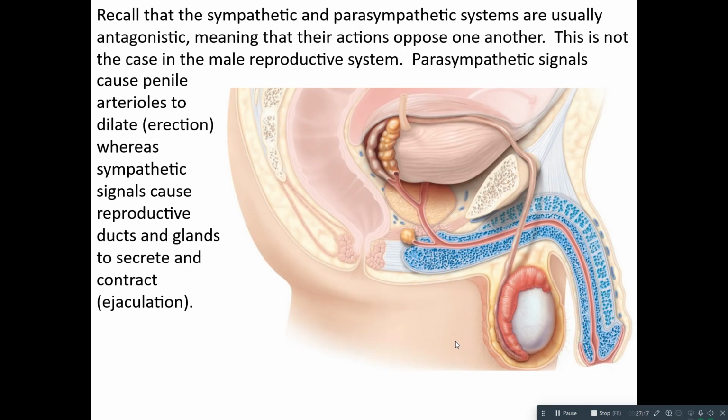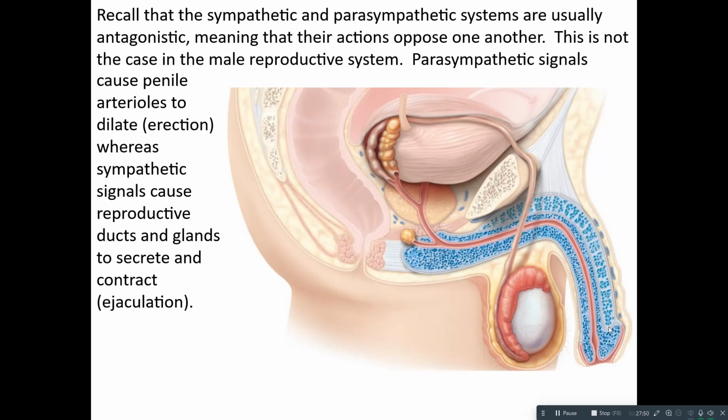Okay, final thing to discuss, and we're going to be done this ANS video, is that earlier we talked about the antagonistic setup. We talked about dual innervation, how the two branches, symp and parasymp, go to the same place, and how they do opposite things. We call that antagonistic control. But there's a couple situations where, one in males, one in females basically, where the systems are more so working together towards a common goal.